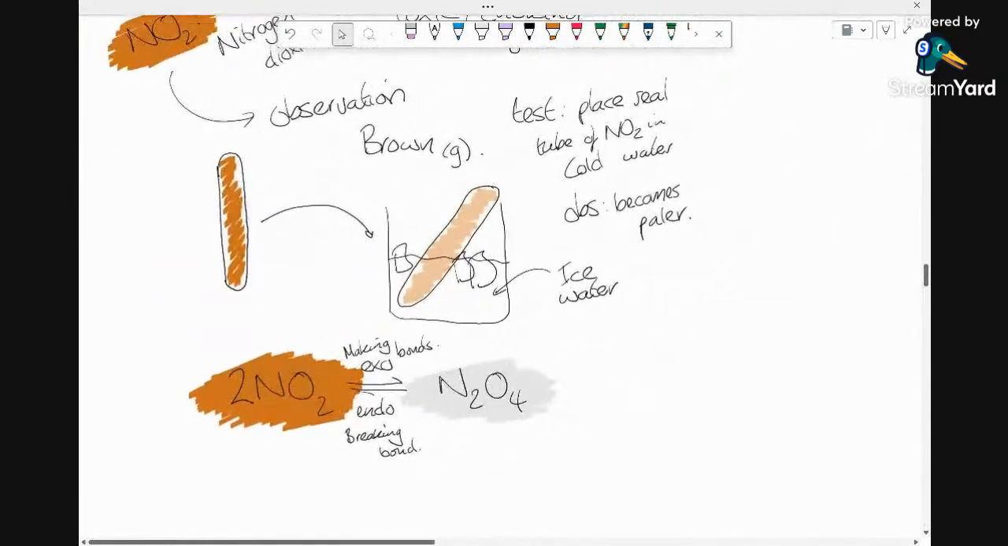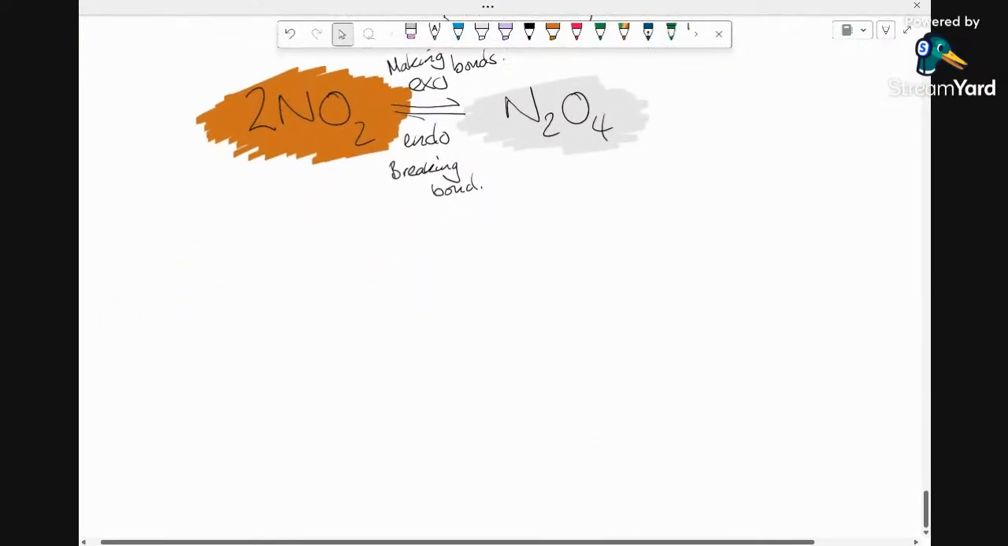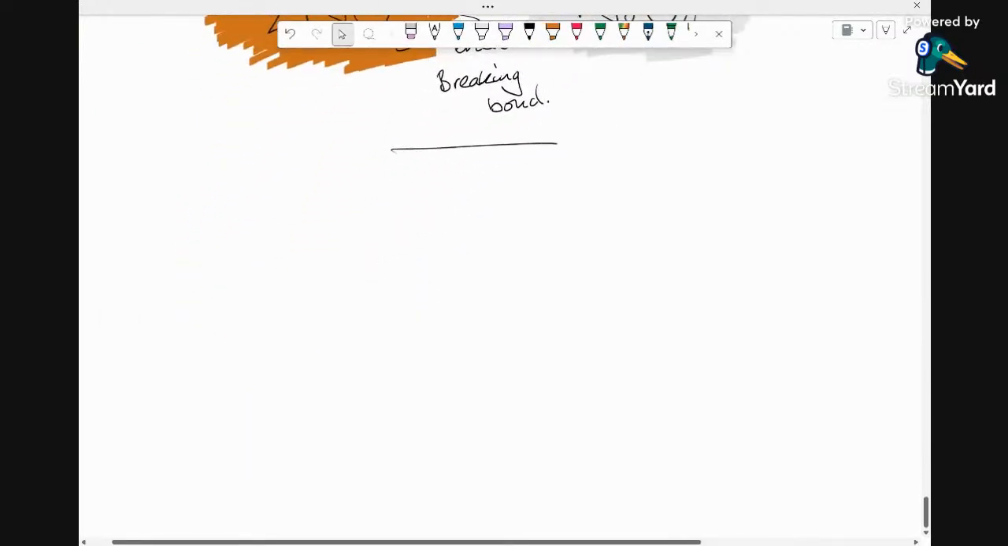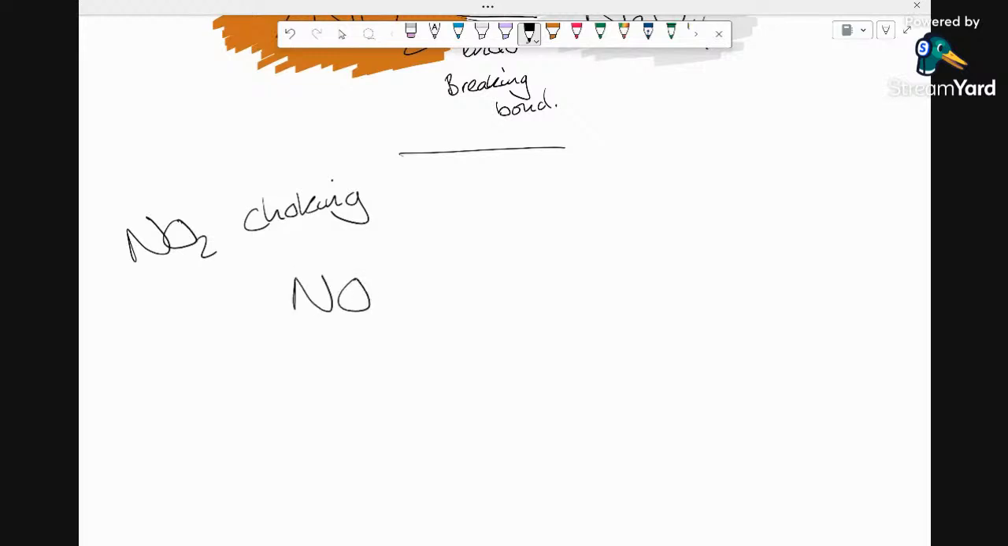Anyway, it's not a true chemical test, but it comes up if they ask you about its choking nature. This is a bit more complicated than SO2. NO2 is choking, which means it's another acid gas, hence acid rain. NO2 reacts with water in an equilibrium to form nitrous acid and nitric acid.